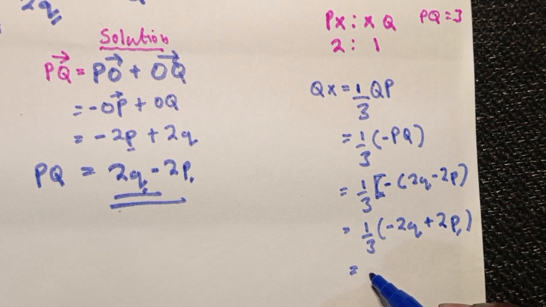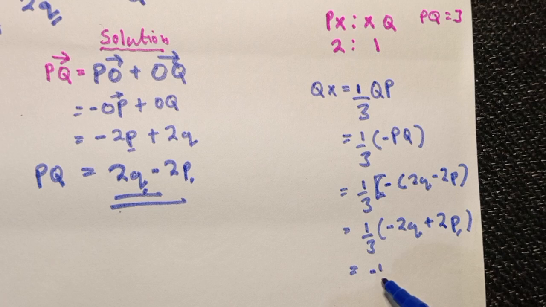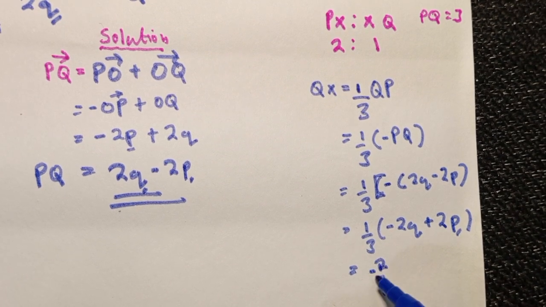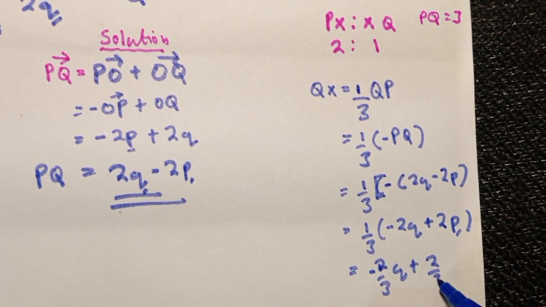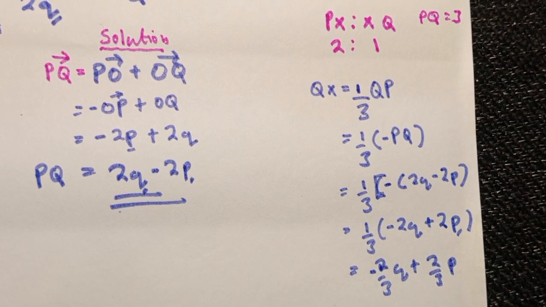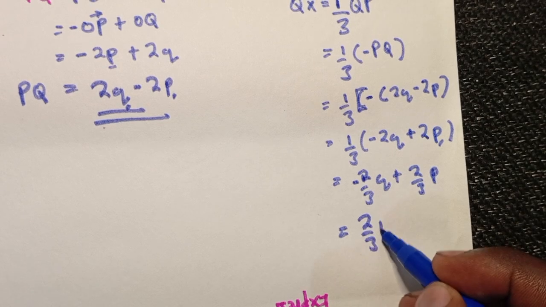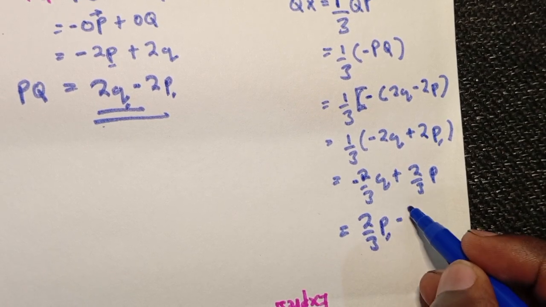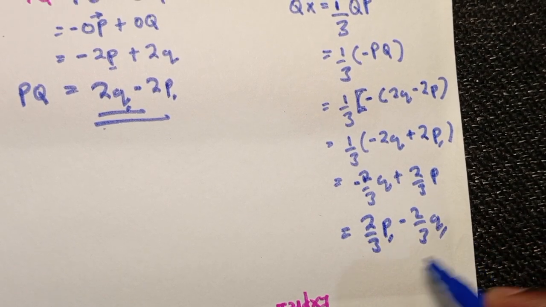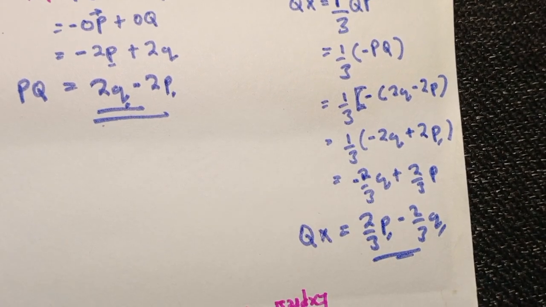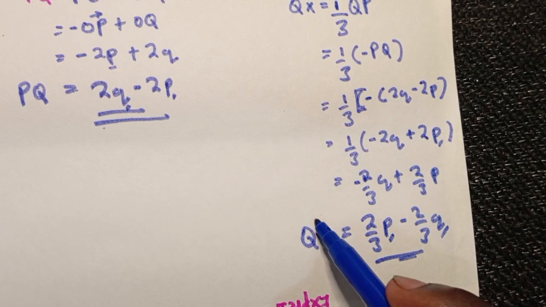Then you multiply everything here. So this is going to be negative 1 over 3, so 1 over 3 times negative 2Q plus 2P, which gives negative 2 over 3Q plus 2 over 3P. Like I said, we start with the one which has a positive. So this is going to be 2 over 3P minus 2 over 3Q. This one is our QX.